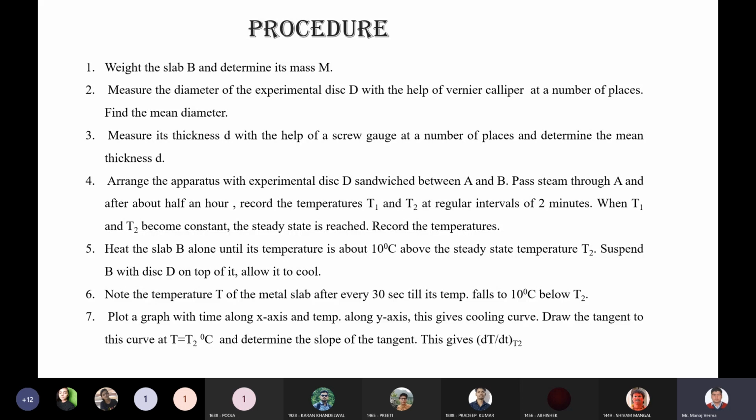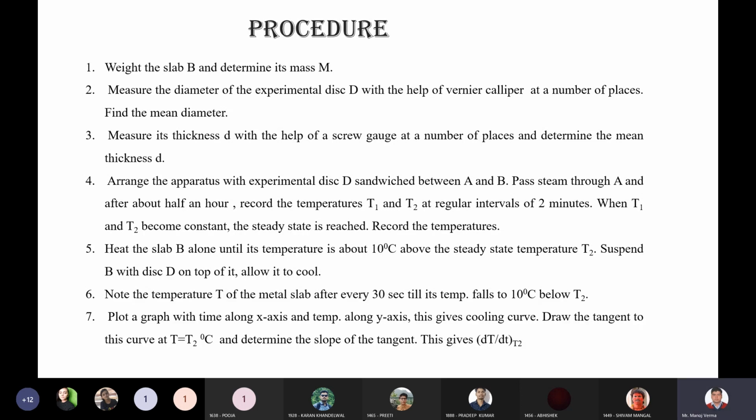Next, you have to find the thickness of this sample with the help of a screw gauge. As the thickness is very low, instead of finding it with the vernier caliper, we will go with the screw gauge, because the screw gauge is more accurate, or you can say it has a low least count. So thickness will be measured by the screw gauge, while the diameter of this disc was measured by the vernier caliper.